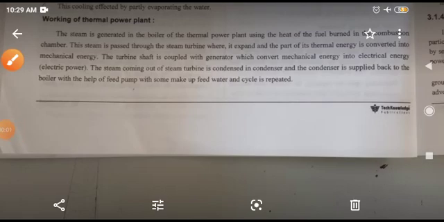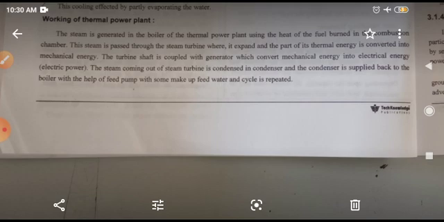Hello friends, this is the second lecture of the third unit, that is steam and gas power plants. We have discussed the different systems that are used in a steam power plant, and in that steam power plant, the boiler, which was discussed in the previous unit. Let's start. We have seen this system. Let's start with the working of a thermal power plant.